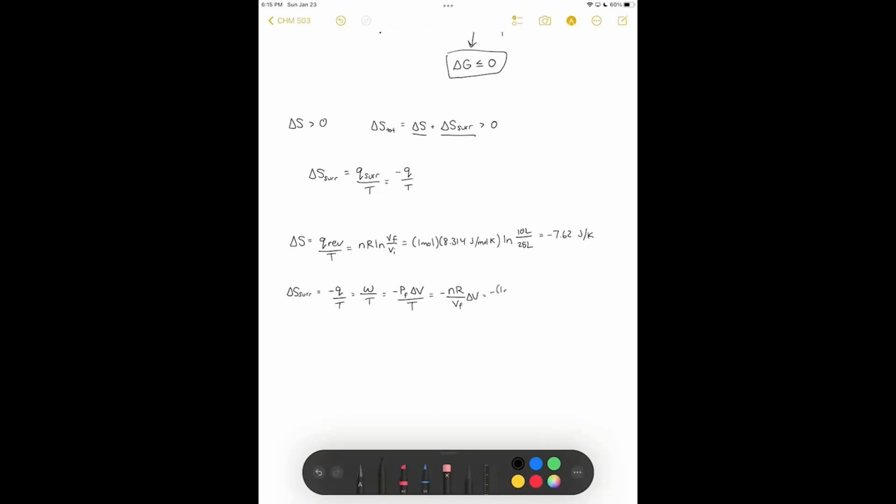We'll have negative 1 mole, 8.314 joules per mole Kelvin. The final volume is 10 liters, and the delta V is going from 10 to 25, so it's minus 15 liters. Plugging in all these numbers, we end up with 12.47 joules per Kelvin. So the total change in entropy is the sum of these two. So it's equal to negative 7.62 plus 12.47, which is equal to 4.85 joules per Kelvin, which is a positive number.